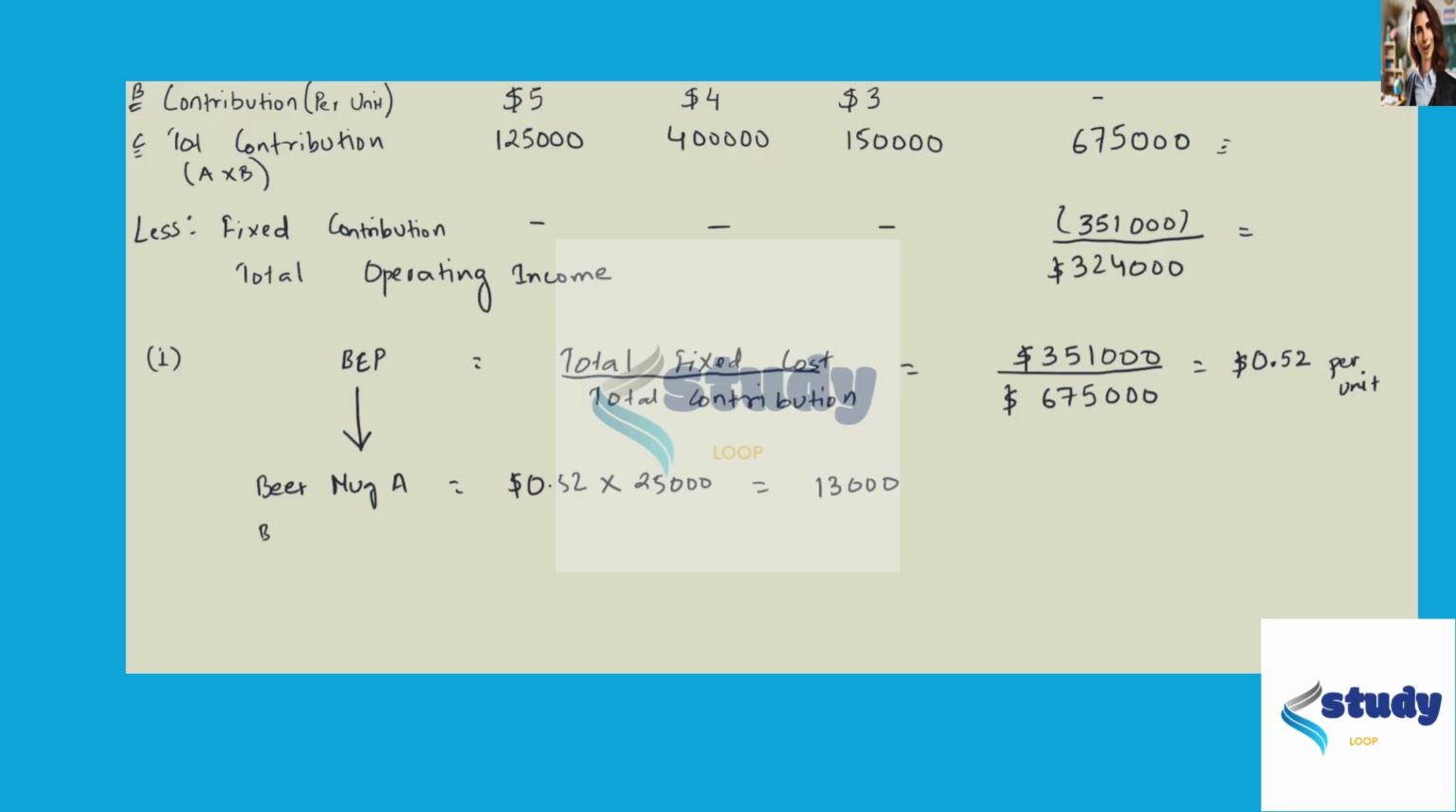units of product A, and for beer mug B, it is 0.52 multiplied with 100,000, and this will give us 52,000. And similarly for beer mug C, we are going to have 0.52 into 50,000. So we will have 26,000.